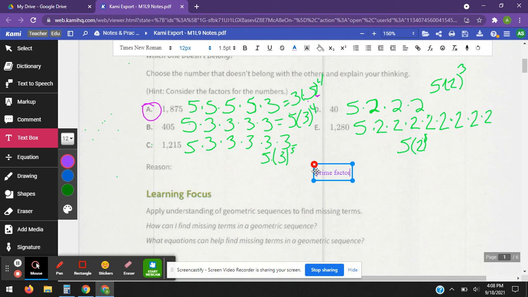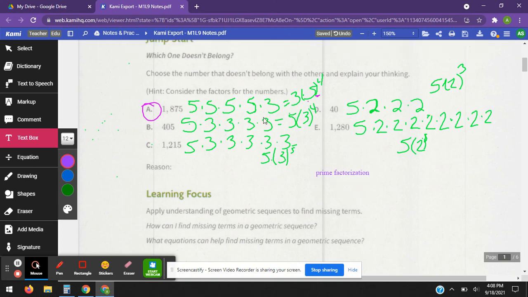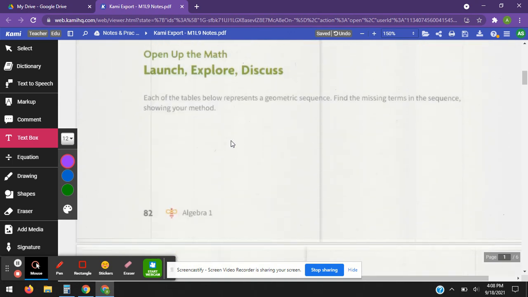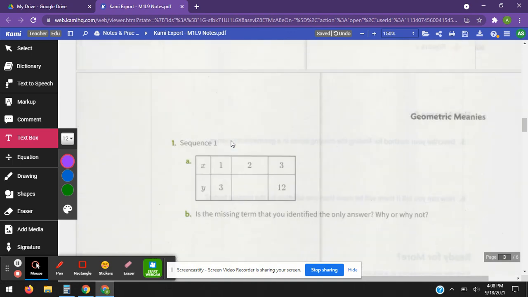Prime factorization. What that means is I took these down. These are all prime numbers, 5, 3, 2. I broke it down to the smallest numbers that I could multiply by each other to get this number. So we're going to think kind of on those terms as we're exploring these today.